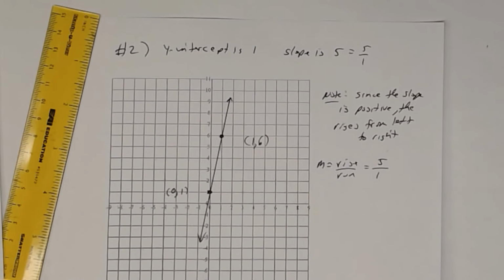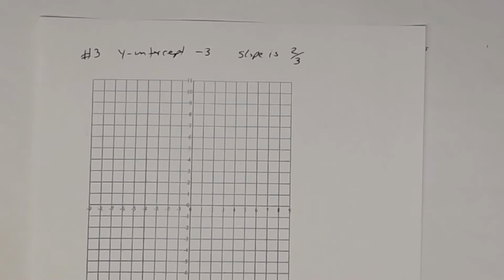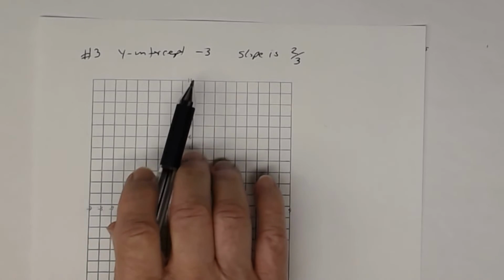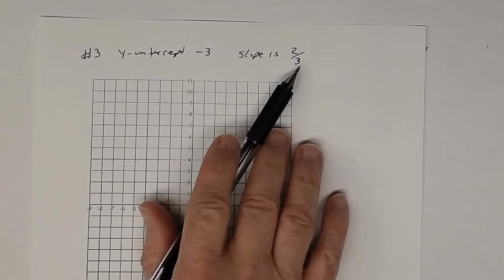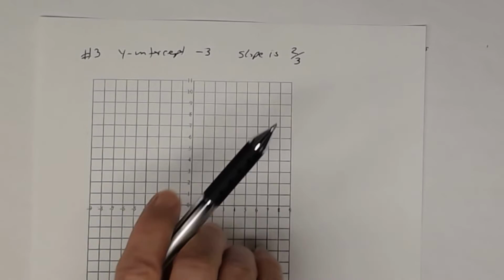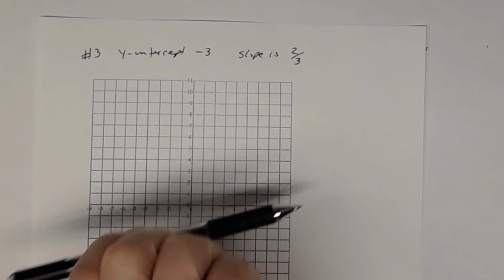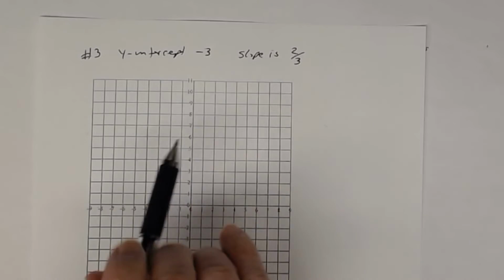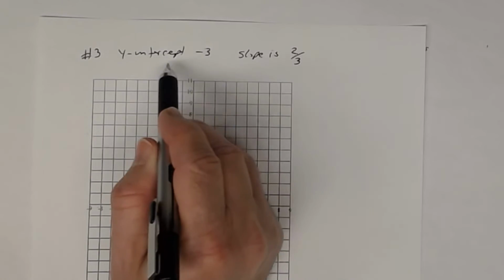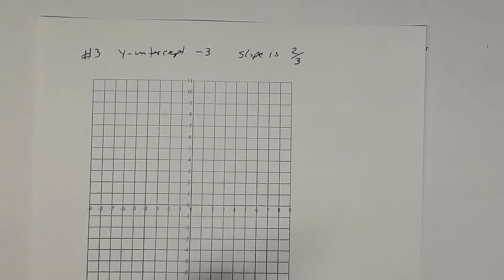Not difficult at all, right? Very simple process. All right, number 3. So number 3, your y-intercept is negative 3, and the slope is a positive 2/3. So notice positive, you know it's going to rise, correct? Okay. Now remember, to graph a line, you need 2 points. So you know one of your points. So one of your points is this y-intercept. So that's at negative 3.